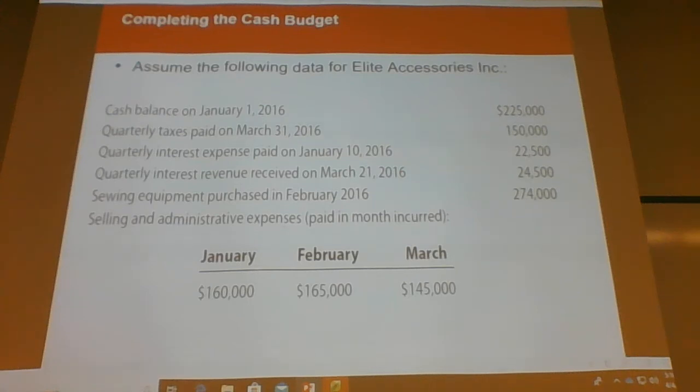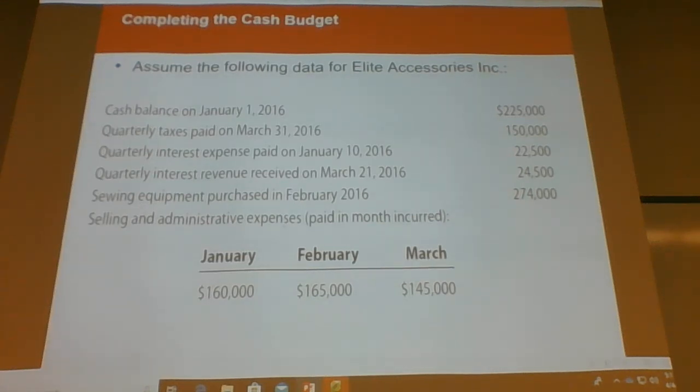Okay, so looks like we're trying to determine our cash balance for the end of the quarter. We have a beginning cash balance up here of $225,000. We have some expenses that we have recorded related to quarterly taxes, interest expense. Then we had some revenue, $24,500. We bought some equipment, had a large outflow. Now, I'm not sure if this is cash or not. We're going to find out in a minute. And then we had selling and administrative expenses that were paid in the month incurred, $160,000, $165,000, and $145,000 for these 3 months. So that's kind of a snapshot of some activity that we had.